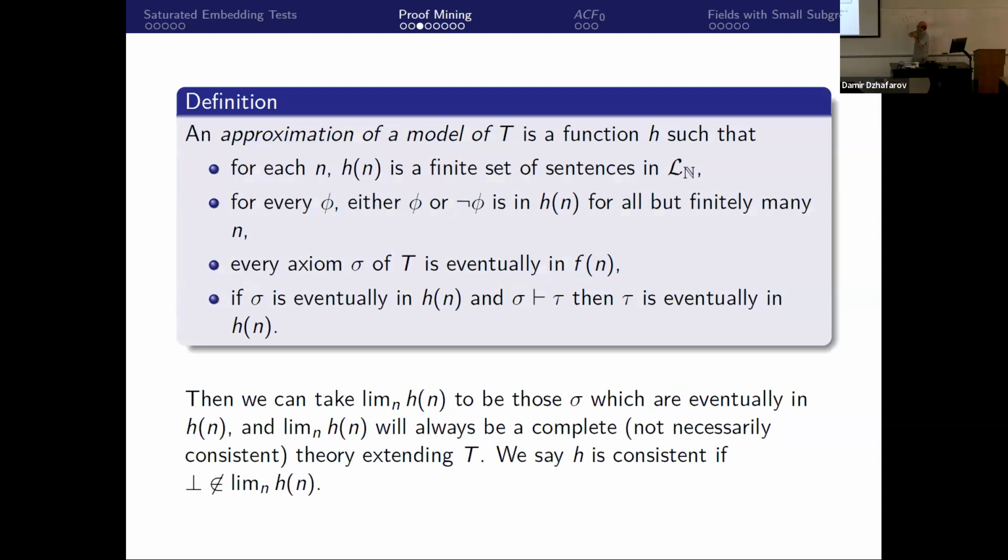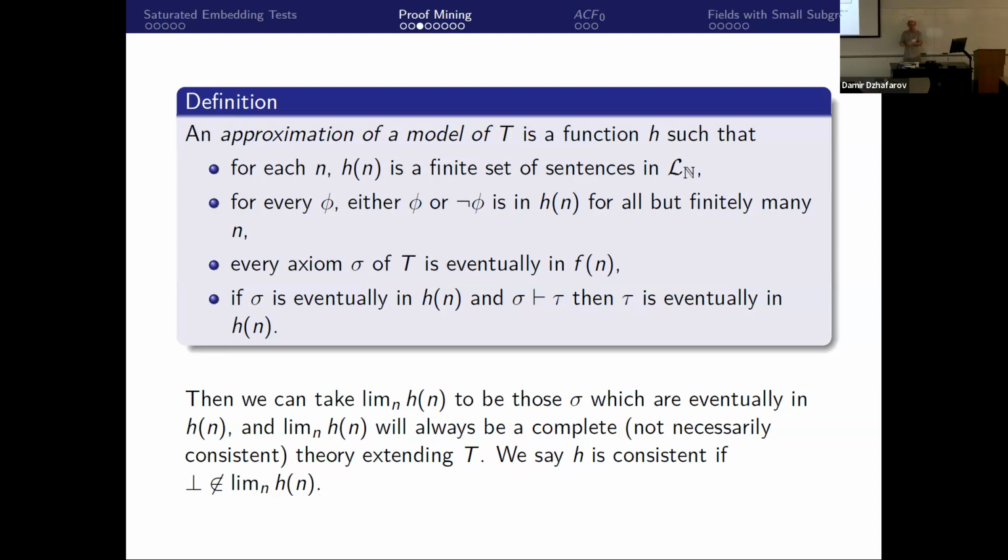So for my purposes, here's what I'll say. An approximation to a model is a function h, which will always be computable. For each n, h of n is going to be a finite set of sentences in the language L_n, that is, whatever our language is, plus constant symbols for the natural numbers. So our universe will be the natural numbers, and we'll actually name them. h of n will be a set of sentences about it. And the most important property is the second one: it has to eventually converge.